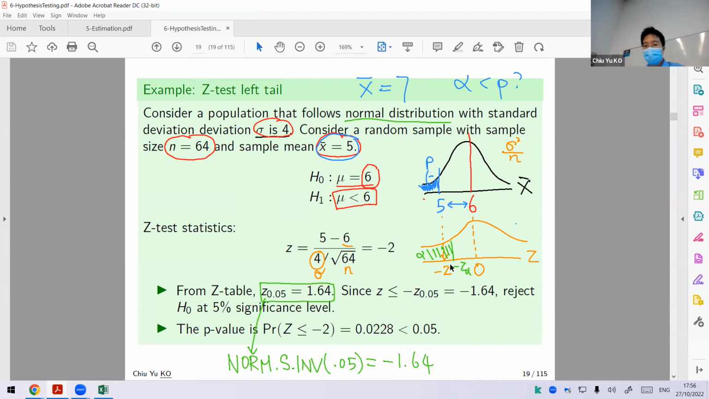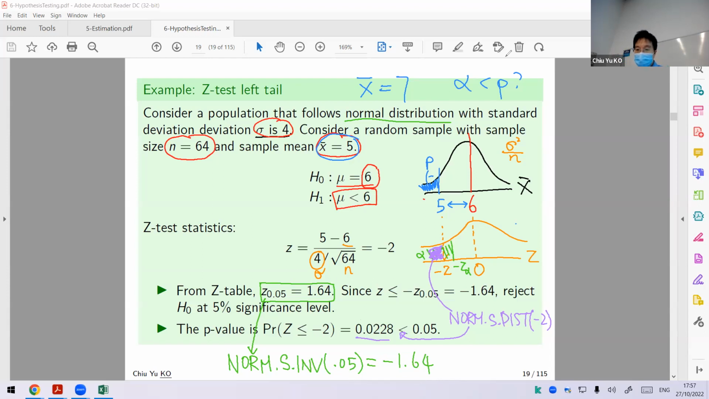The other way around is, as I said, to use the p-value method, which asks about this area. How can you calculate this area? It's just norm.s.dist of -2. That will give us 0.0028, which is less than 5%, so it is very small. Something extreme is happening, so you would think that is not possible.